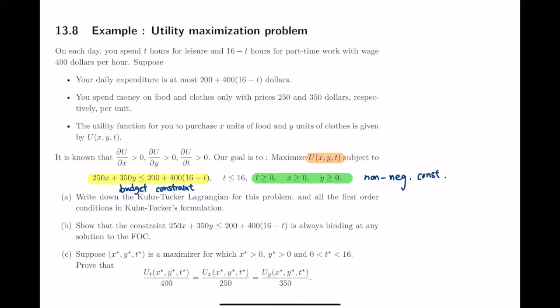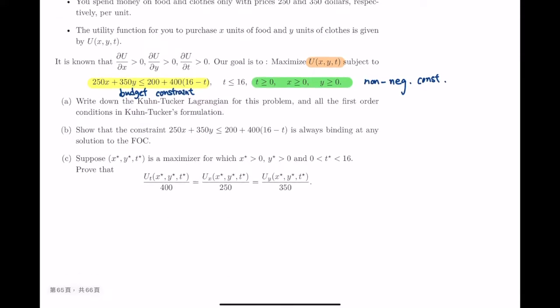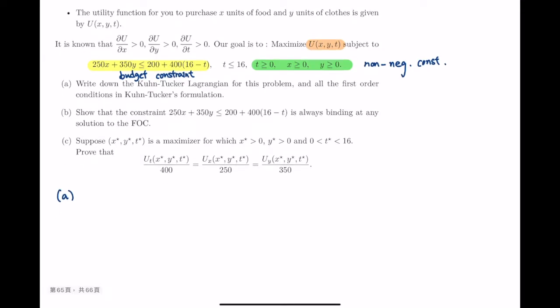Okay, let us look at part A. Write down the Kuhn-Tucker Lagrangian for this problem, and also all the first order conditions in the Kuhn-Tucker formulation. So let us write down the Kuhn-Tucker Lagrangian. The notation is L tilde, which is given by the objective function. So the function you try to maximize is u, okay? Let me just call it u.